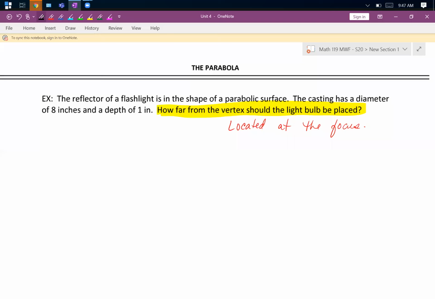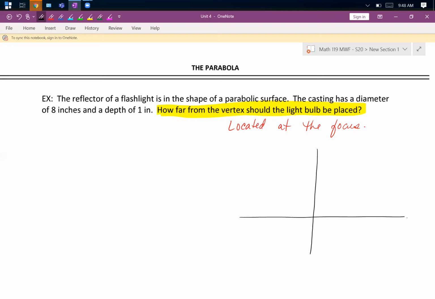All right, so I'm going to start with the diagram. And just like with our elliptical application problems, with the ellipse, we tried to have the major axis coincide with the x-axis. So here with my parabola, I try to get my vertex to line up with the origin. I could be holding the flashlight vertically or horizontally. I usually position it vertically just because I'm more comfortable with a vertical parabola because I've been doing it for so much longer.